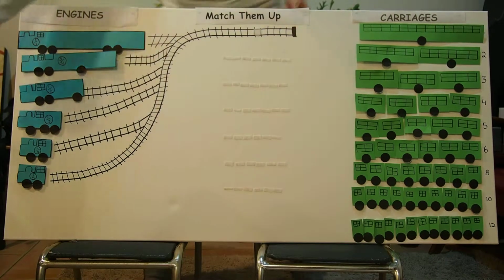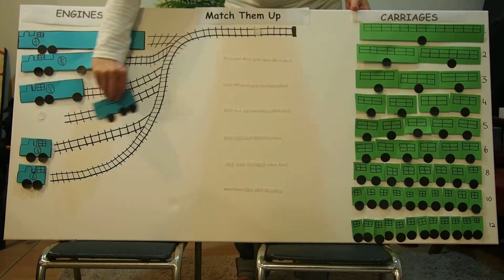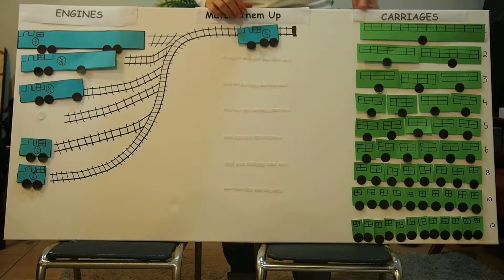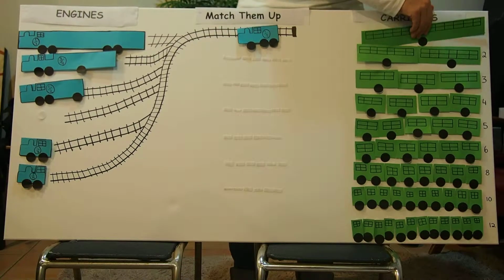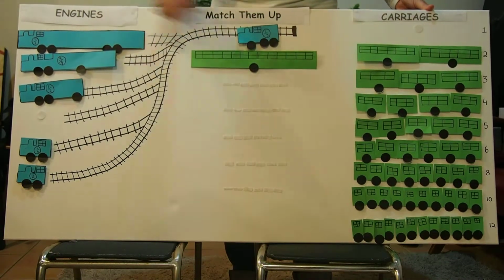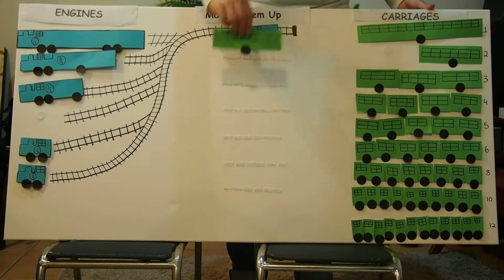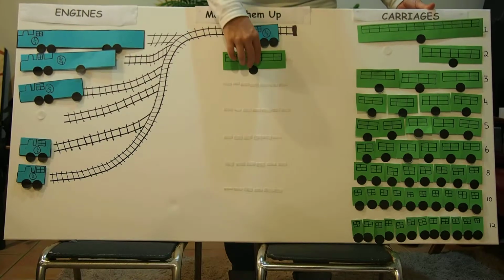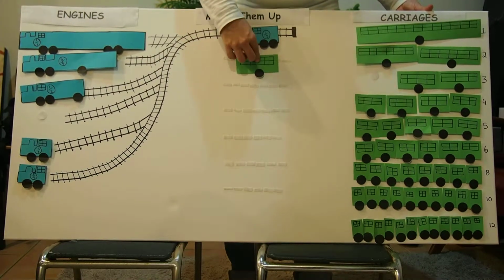Now, let's start with this engine. It will go up the train tracks and park there to find which carriages will match it. So, will this one match? That is too big. And you would go through until you found a carriage that matched the exact same length as the engine.